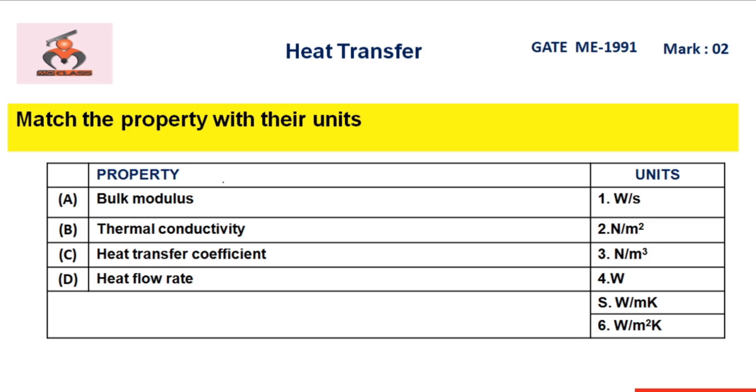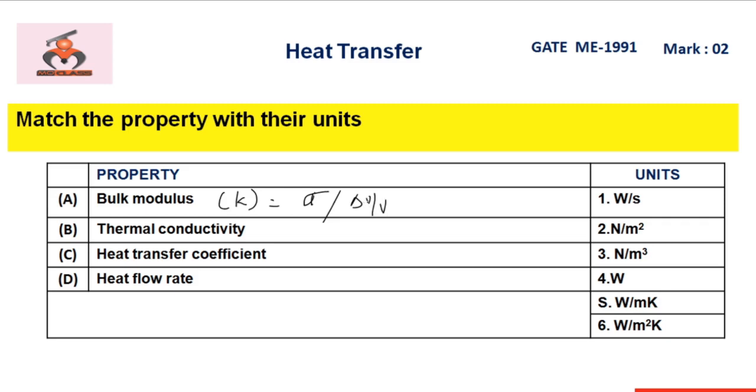First one is the bulk modulus. You know that bulk modulus is nothing but the resistance given by a body to resist the change in volume with respect to its original volume. So bulk modulus, denoted by K, is nothing but the resistance, that means strength, to the change in volume with respect to original volume.